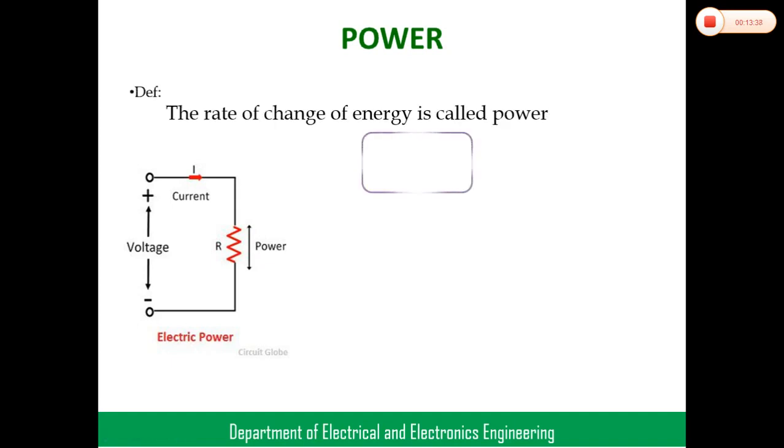What is meant by power? Simply, based on the formula, P equal to W by T, where P is power, W is energy in joules, and T is time in seconds. We can write this as P equal to dW by dt, where dW is the change in energy and dt is the change in time.